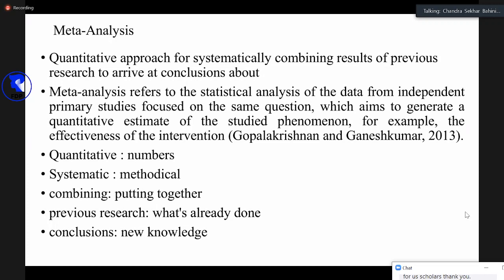Here, quantitative means numbers, systematic means methodical, combining means you are putting together, and previous research is what has already been done. The conclusion is basically new knowledge. Say there are 10 papers existing, and those 10 papers talk about how effective Covishield or Covaxin is. Now, combining all the 10 papers, we come up with whether Covishield is effective or Covaxin is effective.